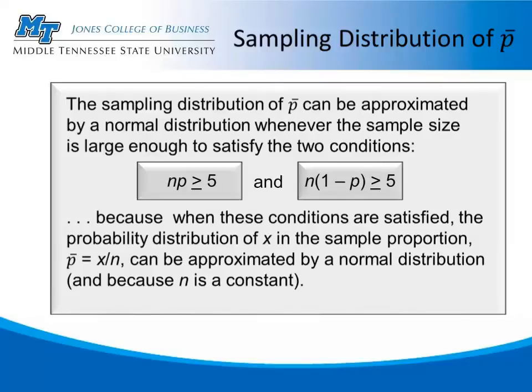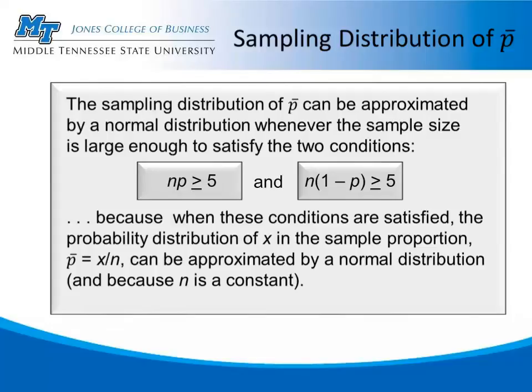Now, when are we allowed to assume that p bar, the sampling distribution of p bar, is close enough to normal? Well, it's a fairly simple rule of thumb. There are two parts to it. You take n times p, that's got to be at least 5, and then n times 1 minus p has to be at least 5. But you've got to check it both ways.